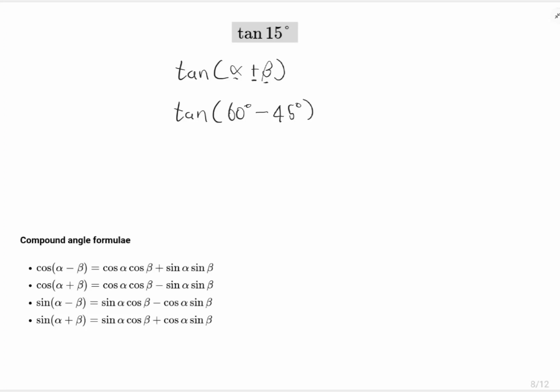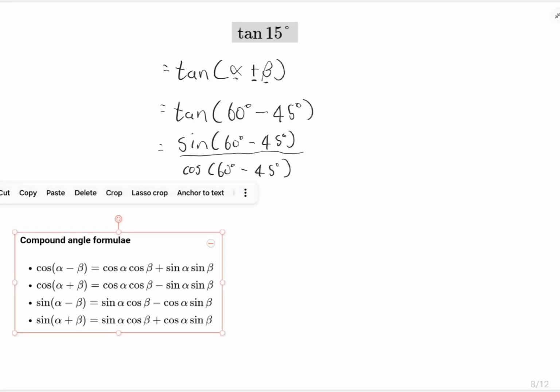But we know that tan is sine over cos, right? So you're just going to say sine of this angle divided by cos of the same angle. And now there we go: sine and cos of two angles. So we can use the compound formulas to replace the numerator and the denominator, right?